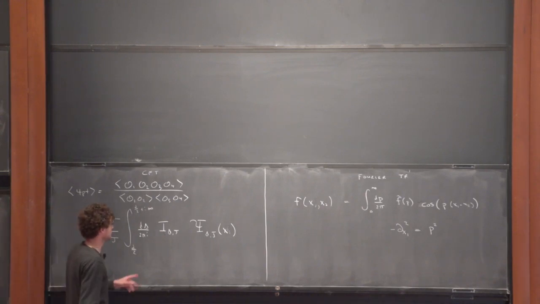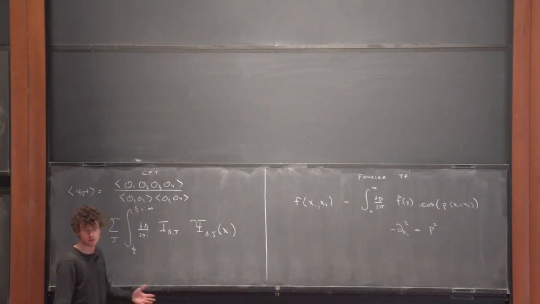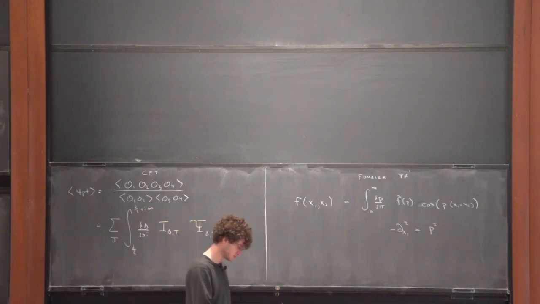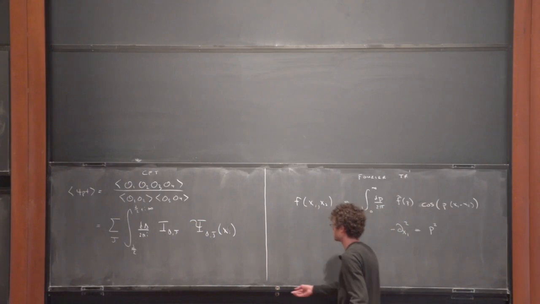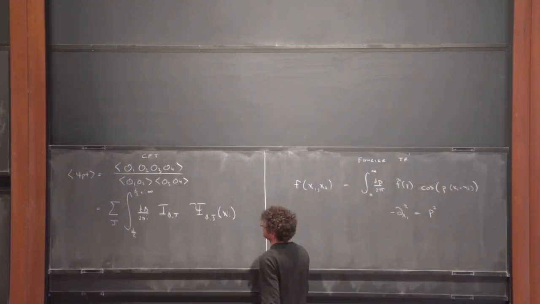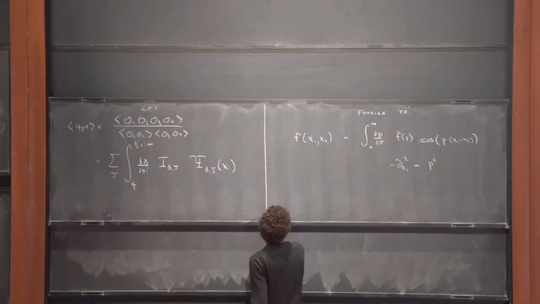So it's important that this guy obviously contains all of the information about the 4-point function. Its poles are the locations of the operator dimensions. The residues are related to the OPE coefficients. Okay, so this was all thinking about the 4-point function as a vector in this Hilbert space of functions.